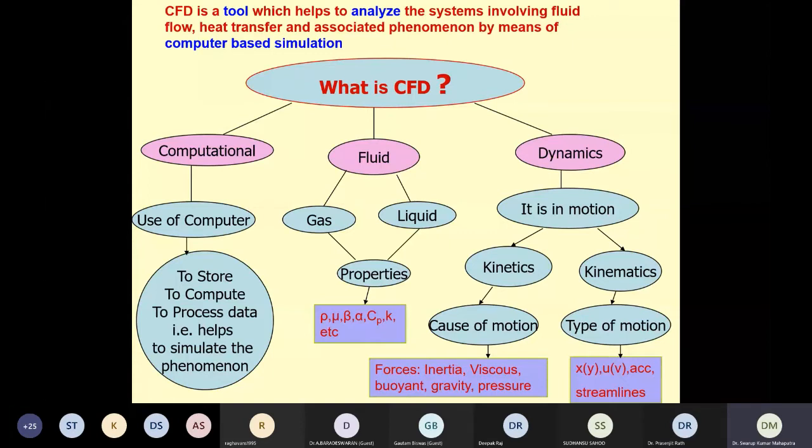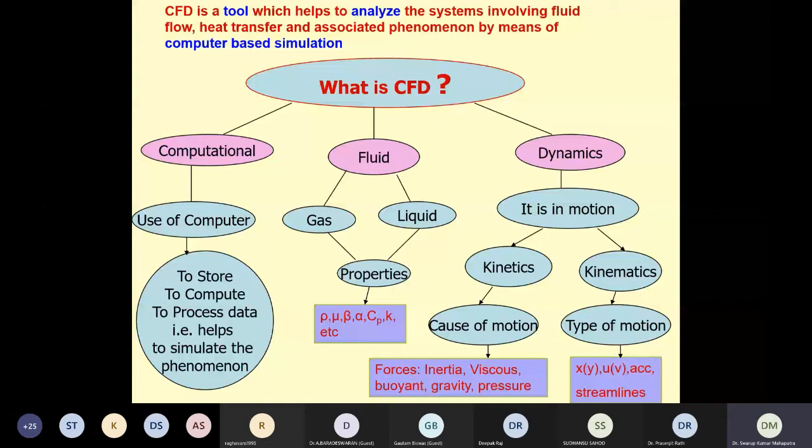Dynamics means kinetics and kinematics, as we understand, one is the cause of motion and the other the type of motion. And here the cause of motion, connecting your causal effect, that is force, and your flow field, that is to be predicted. And here we need to take the help of computers to store, compute, and process data to simulate the phenomena.